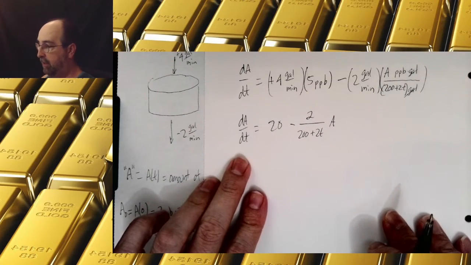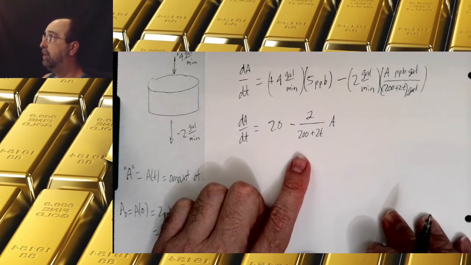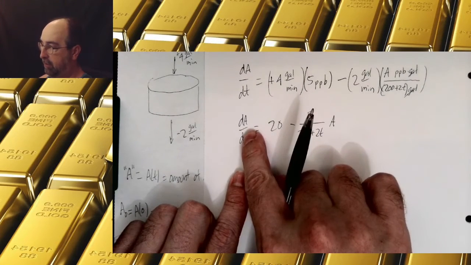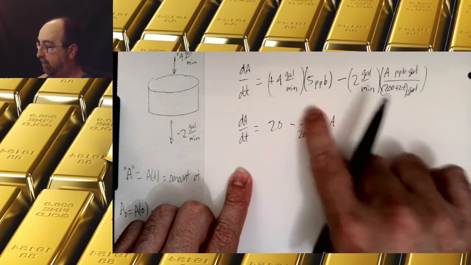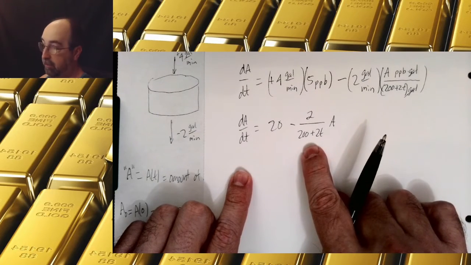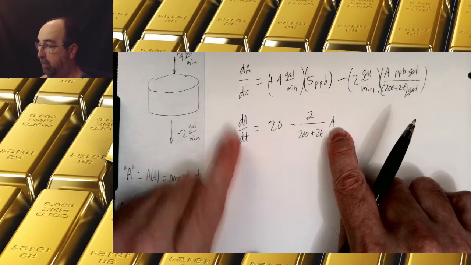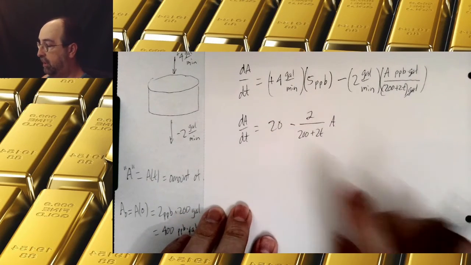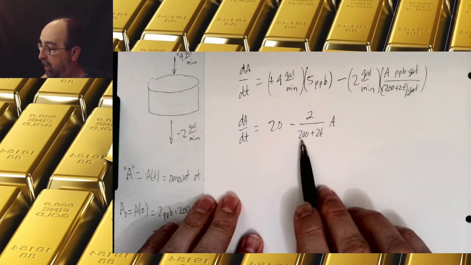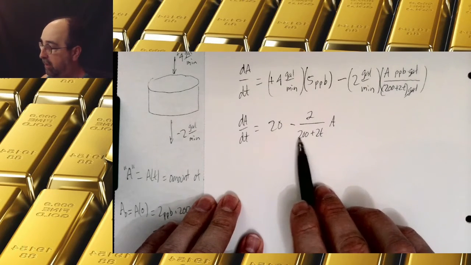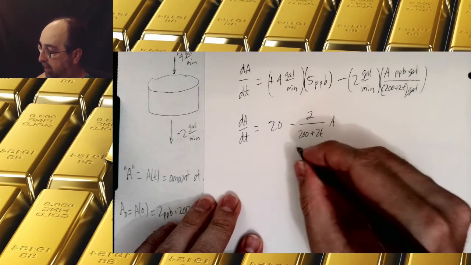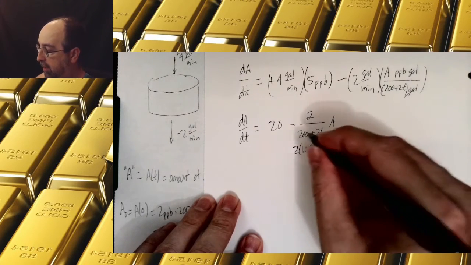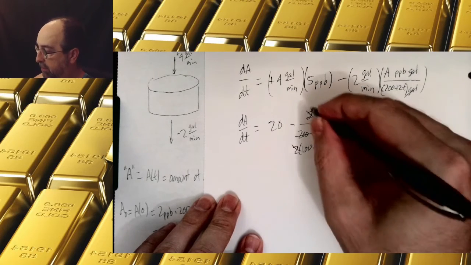And this is very close to what they call a first order linear ordinary differential equation, because we have a derivative to the first power, and then we have a function of the independent variable times our dependent variable to the first power, and then we have some other function, which in this case is the constant 20. To make the math a little bit easier, I think I'm going to simplify this. This is 2 times 100 plus t. And then this 2 and this 2 cancel and leave a 1.